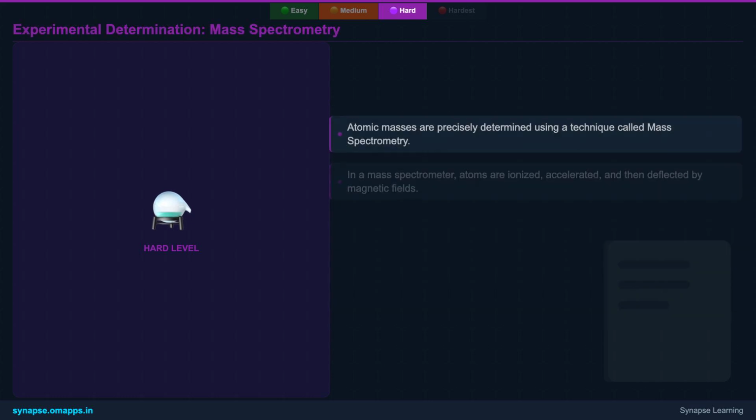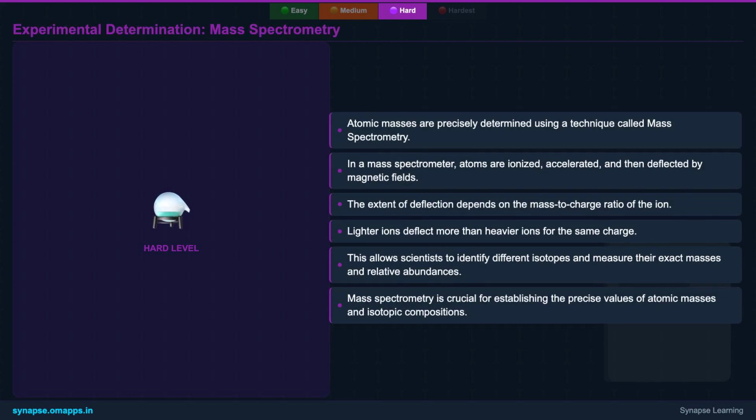How do scientists determine these precise atomic masses and isotopic abundances? The answer lies in a powerful analytical technique called mass spectrometry. In a mass spectrometer, atoms or molecules are first converted into ions. These ions are then accelerated through a vacuum and passed through a magnetic field.